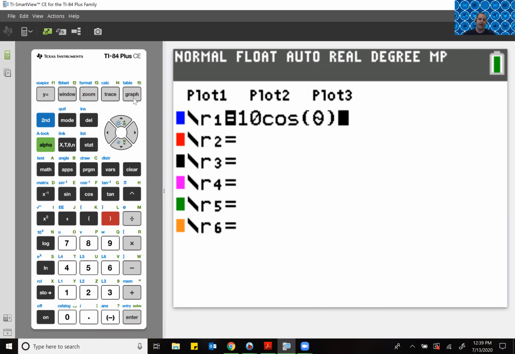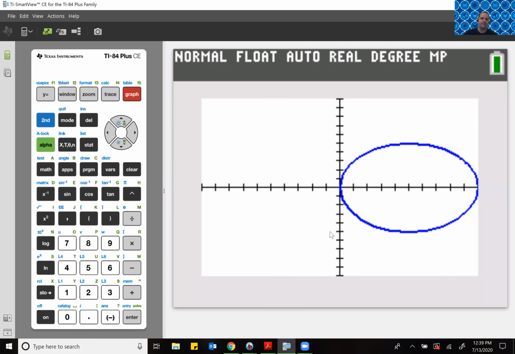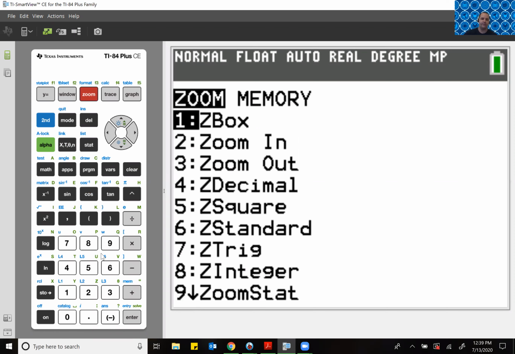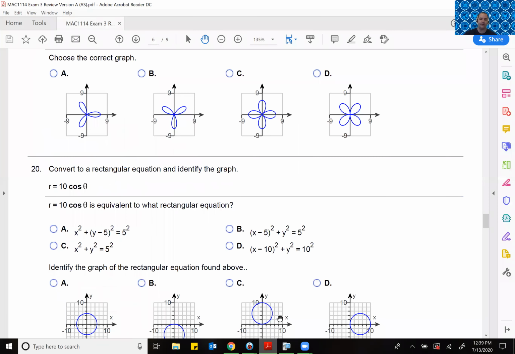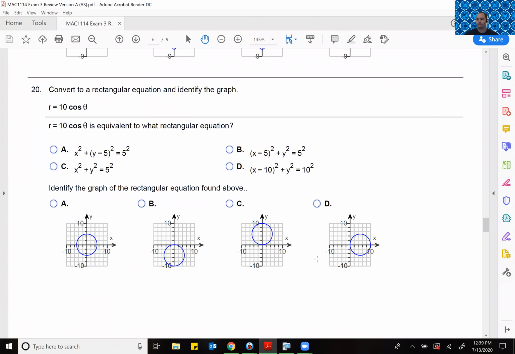So right there's your graph, and it is a circle. This is just not squared up. If you hit zoom and hit square for number 5, zoom square, see, it's a circle. So you actually already know the answer in the end. You know what this thing's going to look like. It's going to be D. So the graph is D.